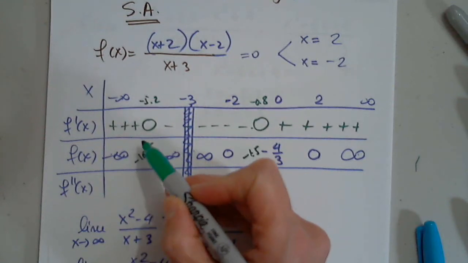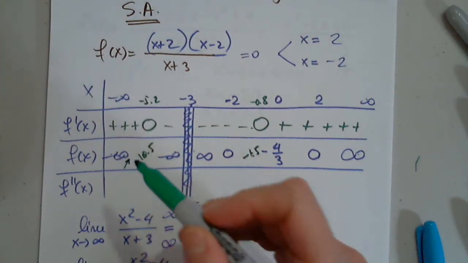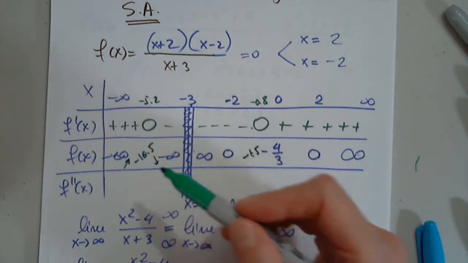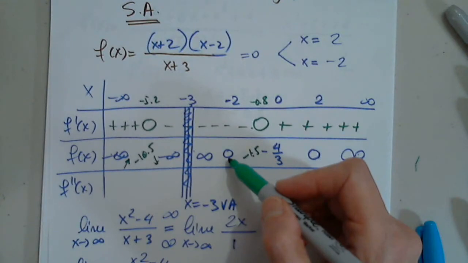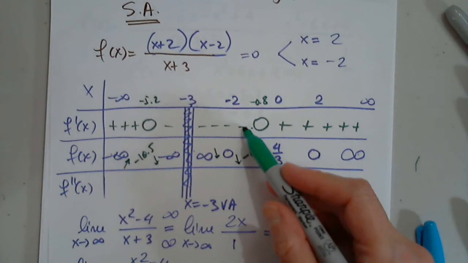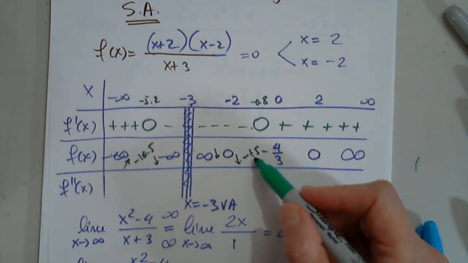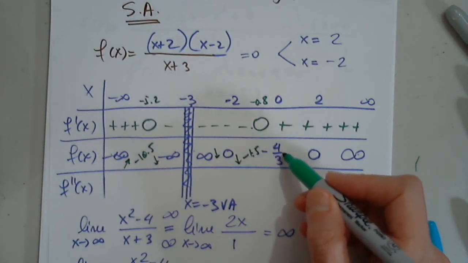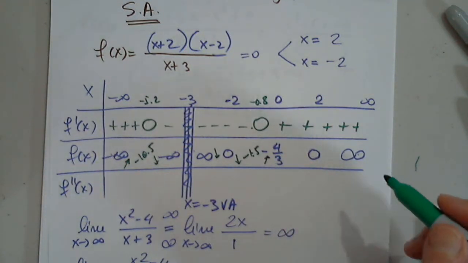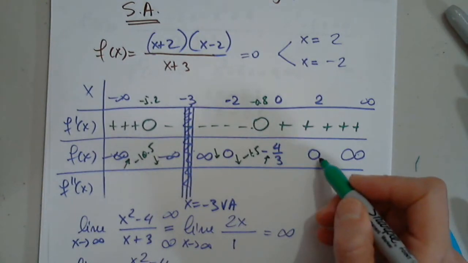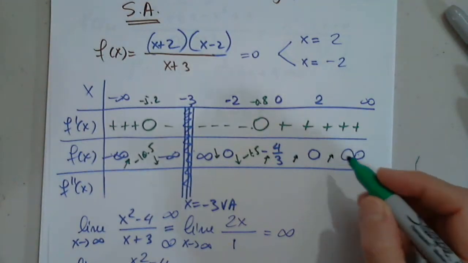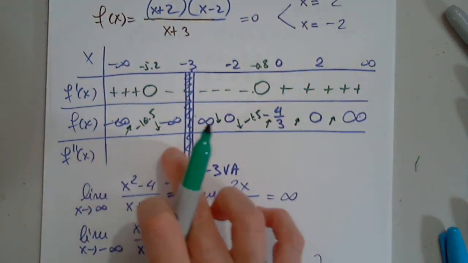Infinity to negative 10, yes, increasing definitely. From negative 10.5 to negative infinity, yes, indeed. From positive infinity to 0, yes, that's true. From 0 to negative 1.5, that's true. From negative 1.5 to negative 1.3, yes, it's going up. From negative 4.3 to 0, yes, it's going up. And from 0 to infinity, yes, it's going up. Everything checks. Now this is the ugly part.